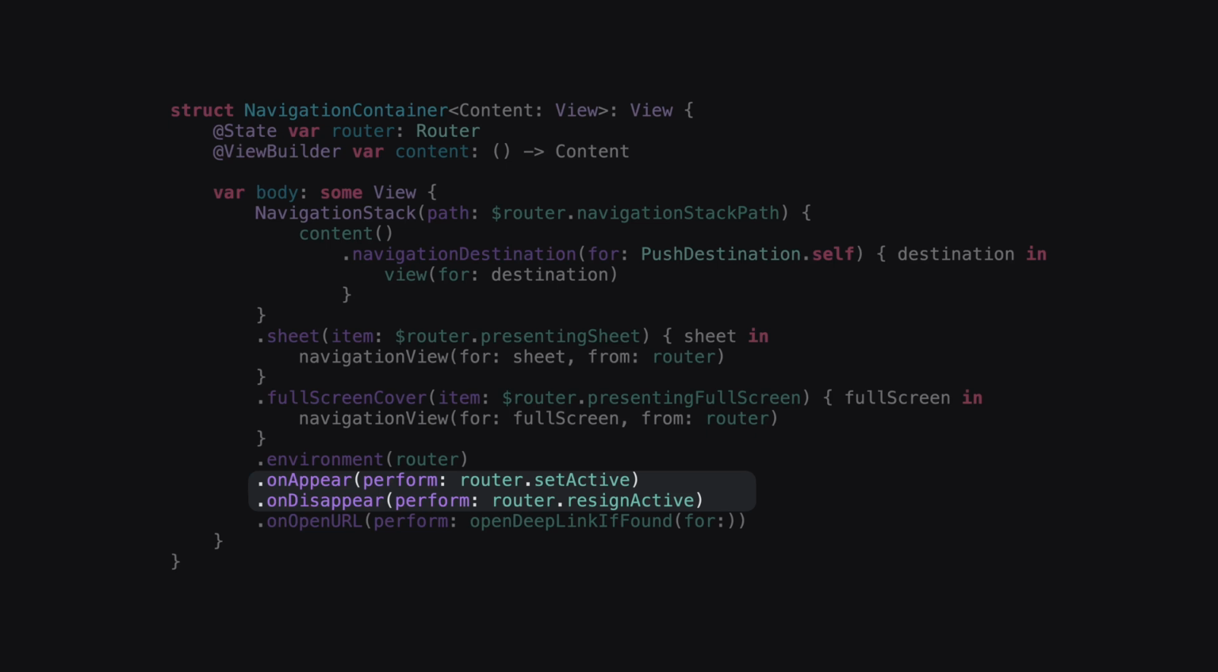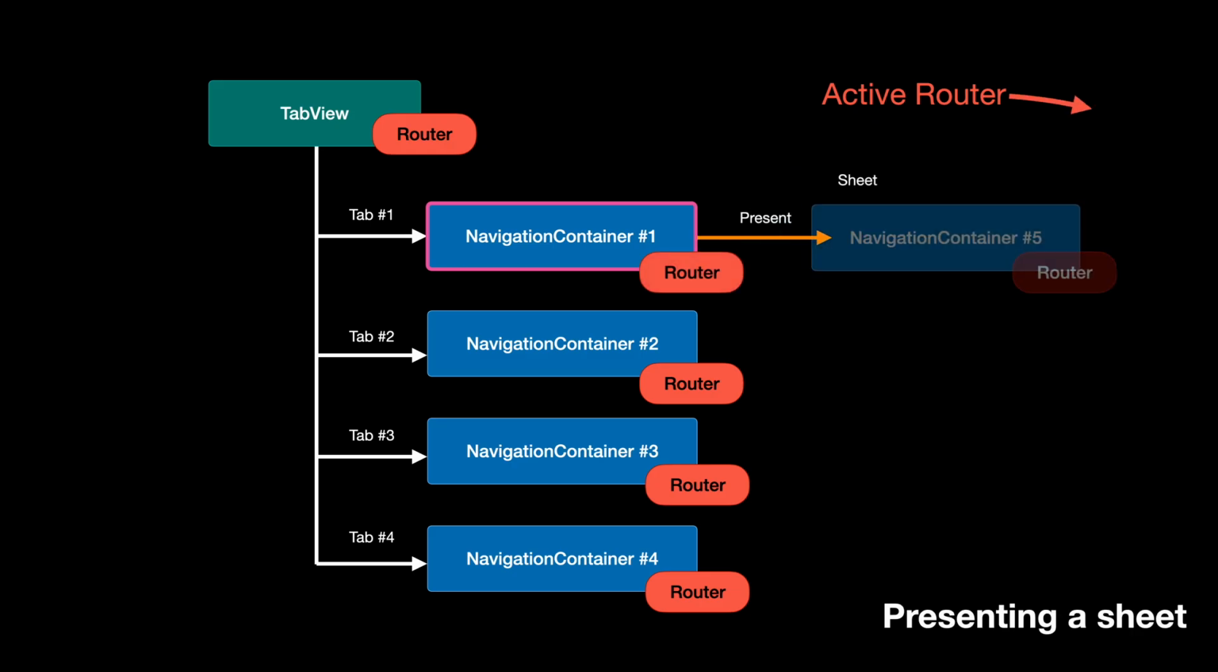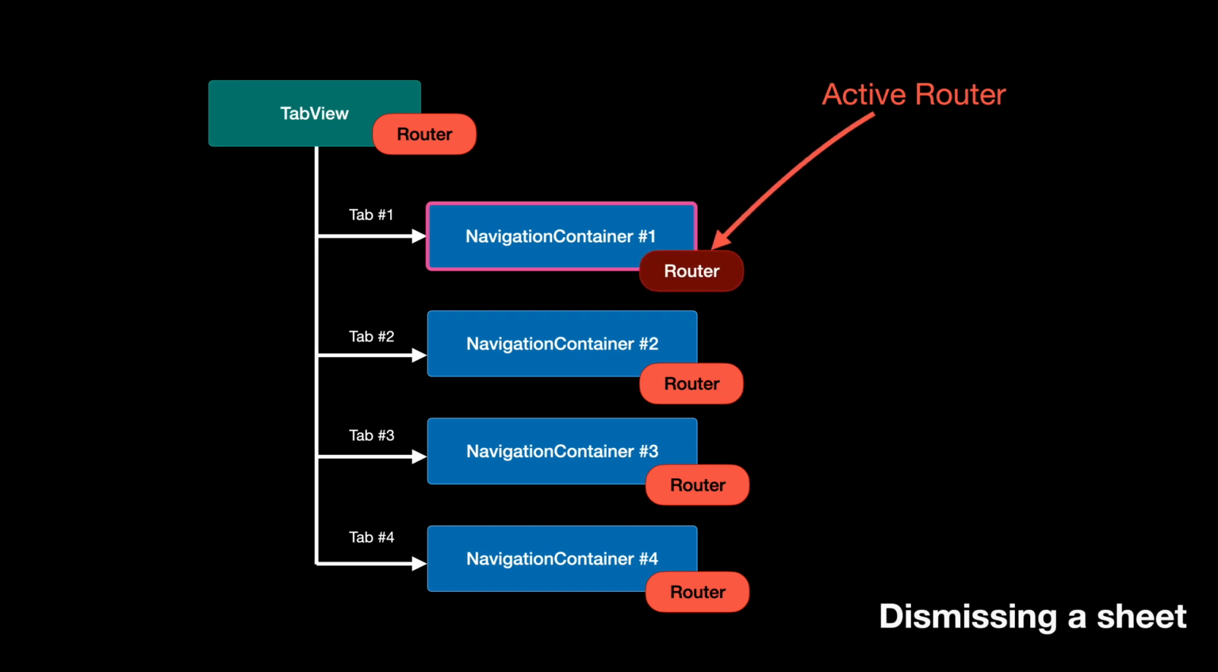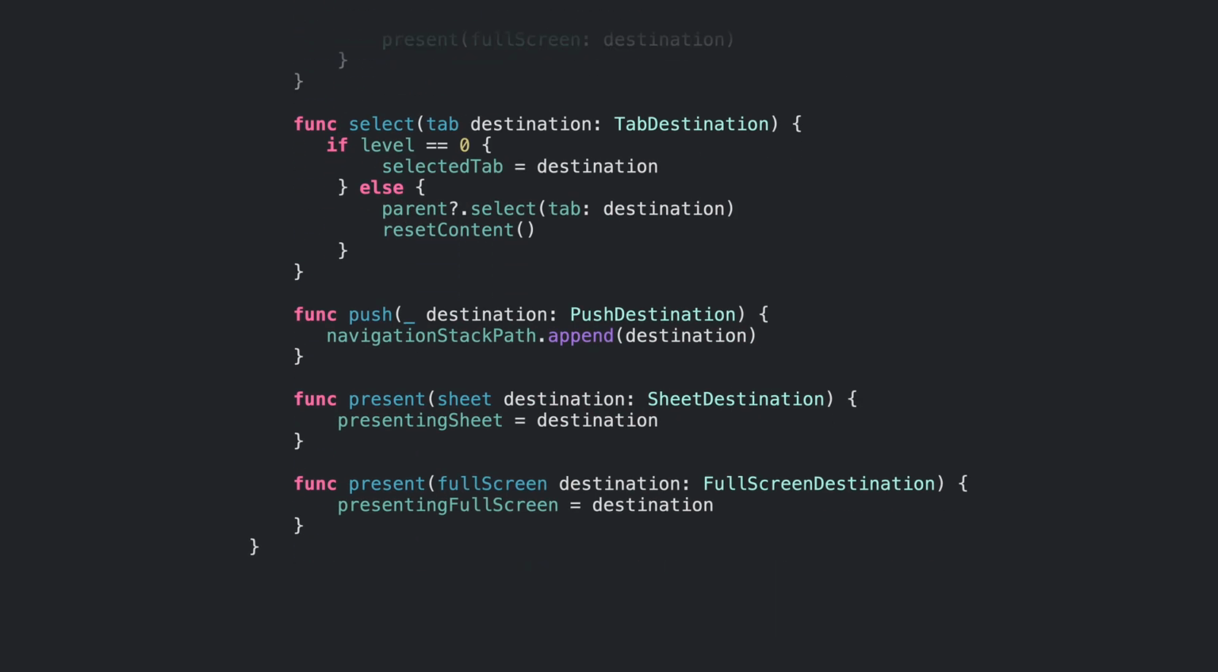Each time the router appears or disappears from the screen, the router will be marked as active. If a sheet is presented, for example, the parent view won't call the onDisappear modifier, but the child router will call the onAppear, then setting that router as active. Finally, only the active router will handle the received deep link as set up by the navigation container.